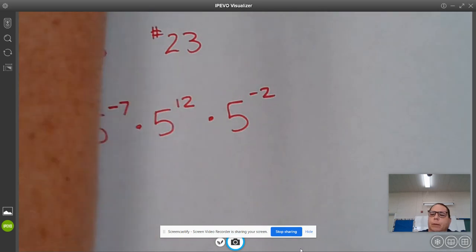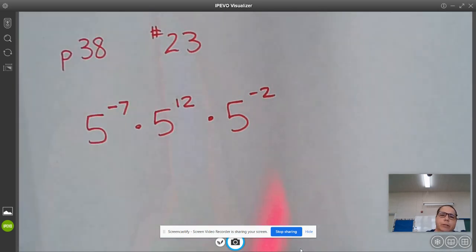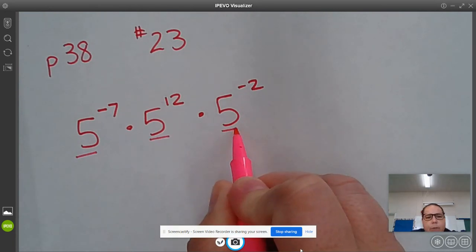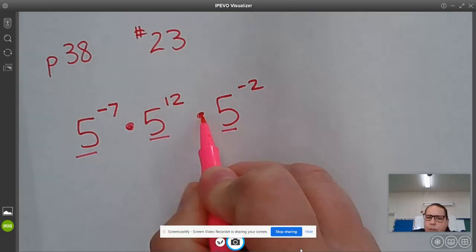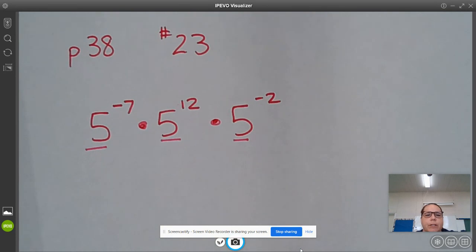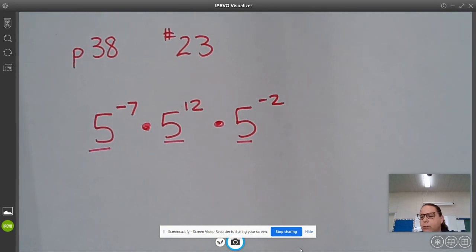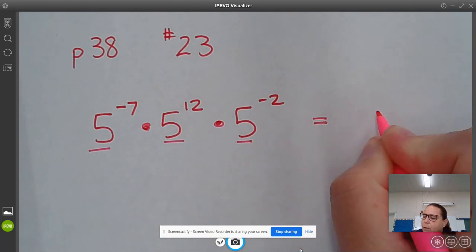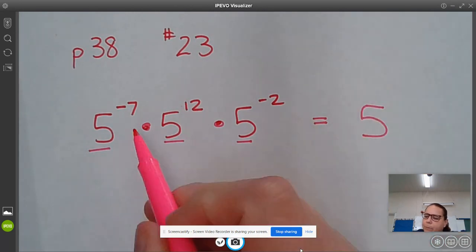Okay, so when we look at this problem, there are a few things we want to notice. The first thing we want to notice is that we all have the same base, and it is multiplication. So we need to think to ourselves, hey, I have a tool I can use to simplify this equation. If they have the same base, then I know the base is going to be the same.